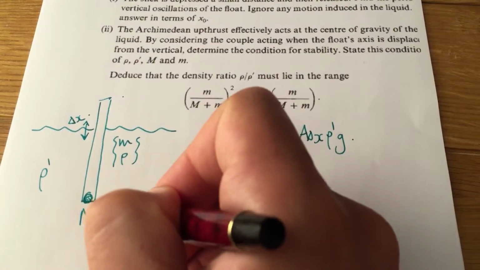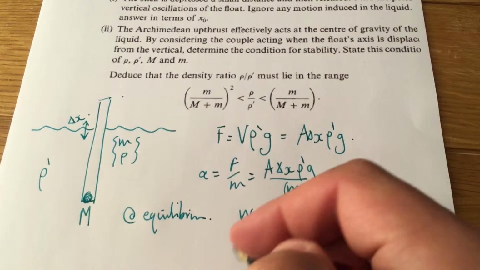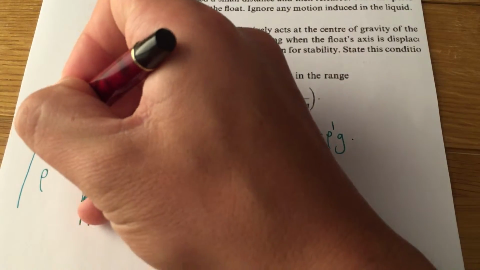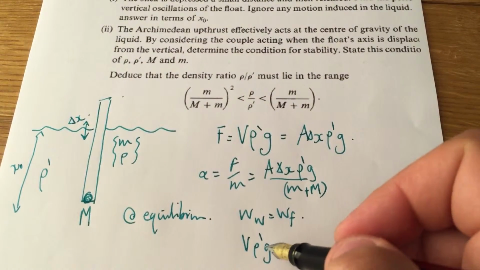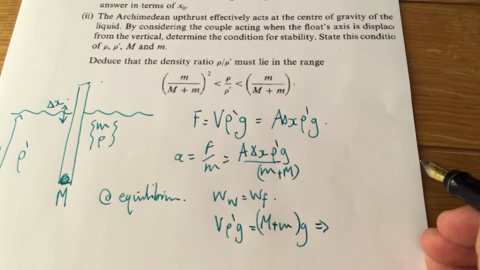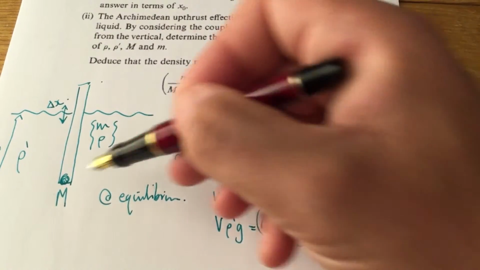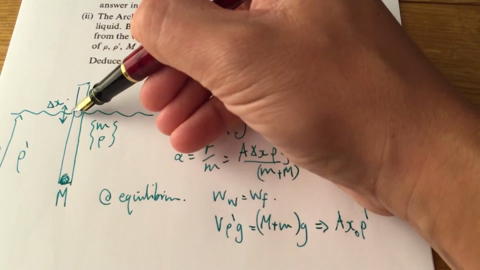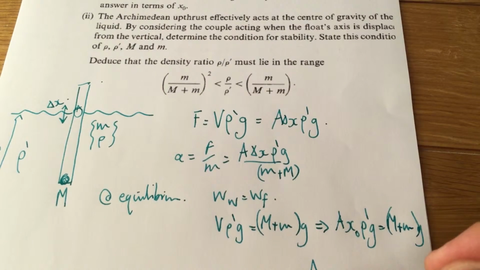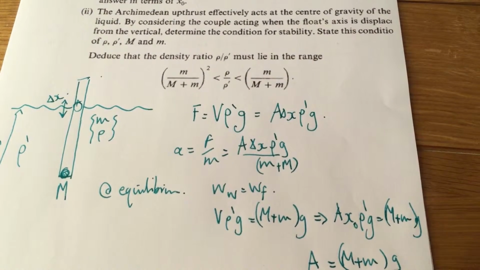Now, we know, just on the side here, that at equilibrium, when it's floating, the weight of the water displaced should equal the weight of the float. So the volume that's submerged, which we will give an expression x naught, times the density times g, is going to equal M plus m times g. So therefore we can say the sectional area times x naught, which gives us the volume, times rho and g, should give us M plus m times g, therefore giving us an expression for the area, which is M plus m g divided by x naught rho g. Those g's drop out.